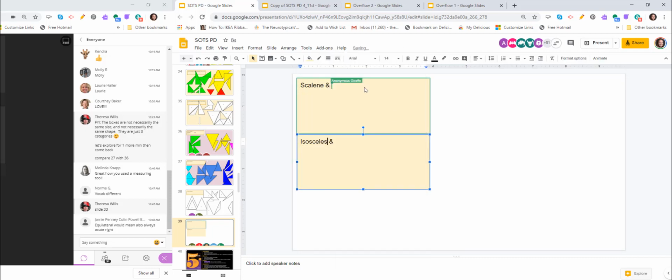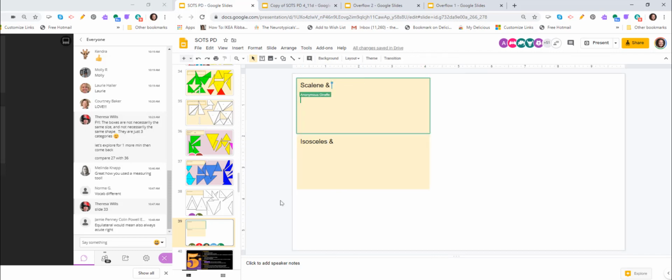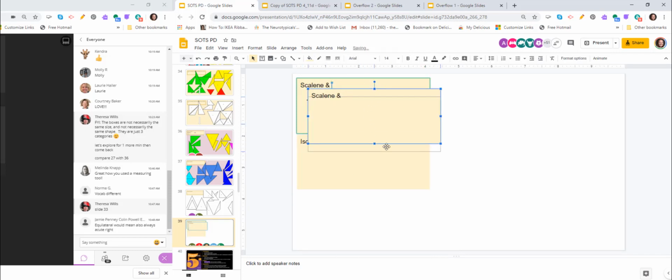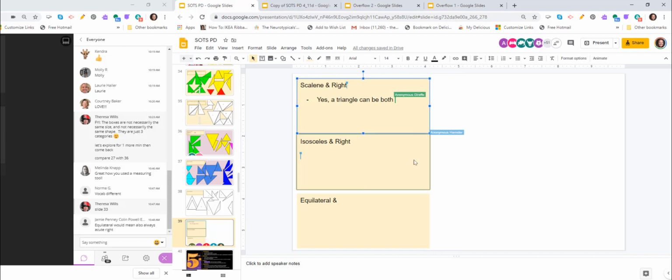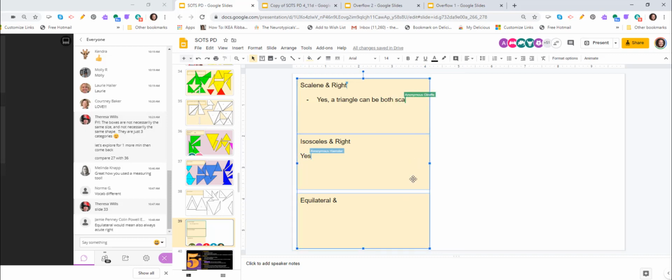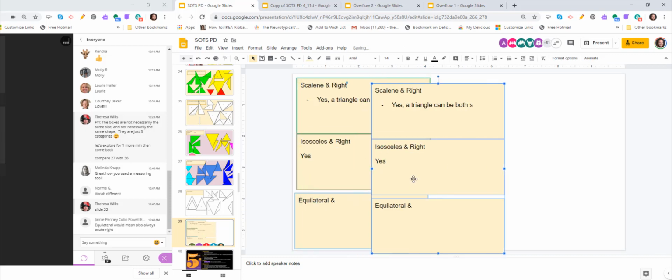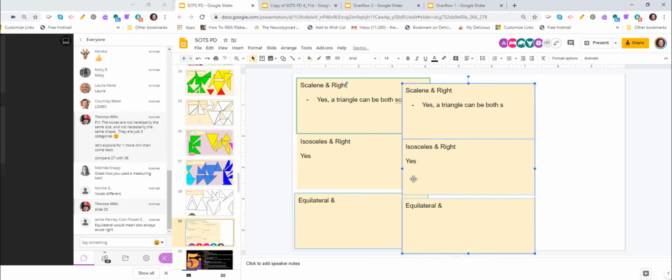Can you have both angles and sides together? Come on down on slide 39. Let's just fill this out as a group. And if you think it's yes, like, please go grab one of those, like, show us. Isosceles and right.